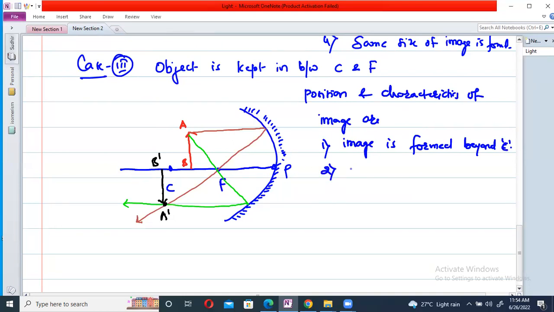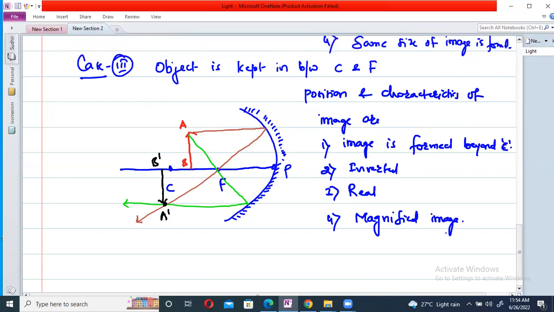Second point, how is the image? Obviously, sir, it is inverted. And just now I discussed with you, all inverted images are real images. What is the size of this image A dash B dash? Compared to that red color object, it is somewhat bigger in size. So we are getting a magnified image here.